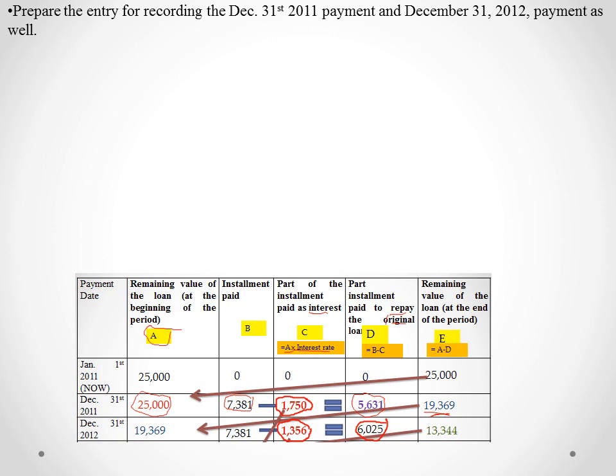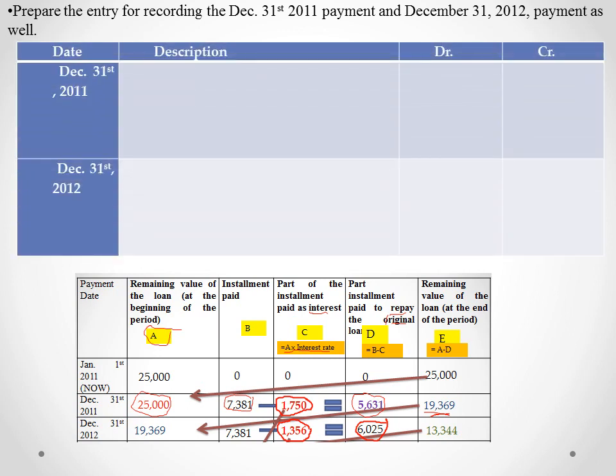So what happened on December 31st, 2011? If you look at the table below, the total amount that Randa will pay will equal 7,381. This is the total cash that Randa will pay. Part of this installment will be used to repay the interest, which will be 1,750. So you have to look at column C to know the interest expense. And part will be paid to repay the original liability, which is the 5,631.